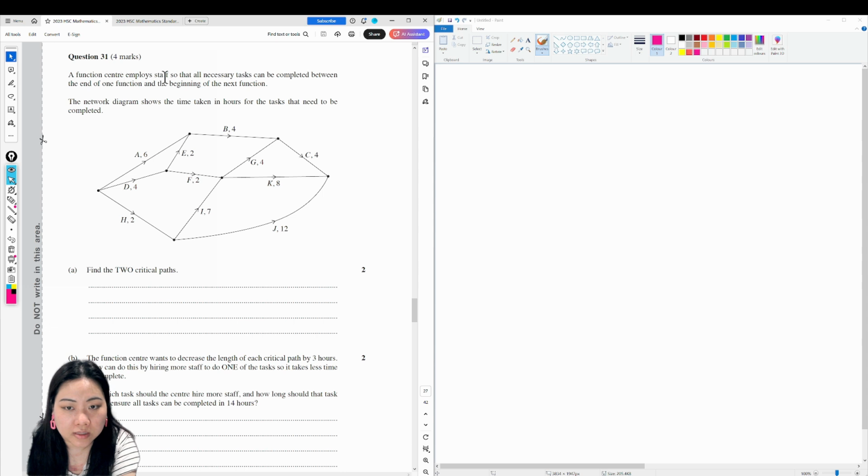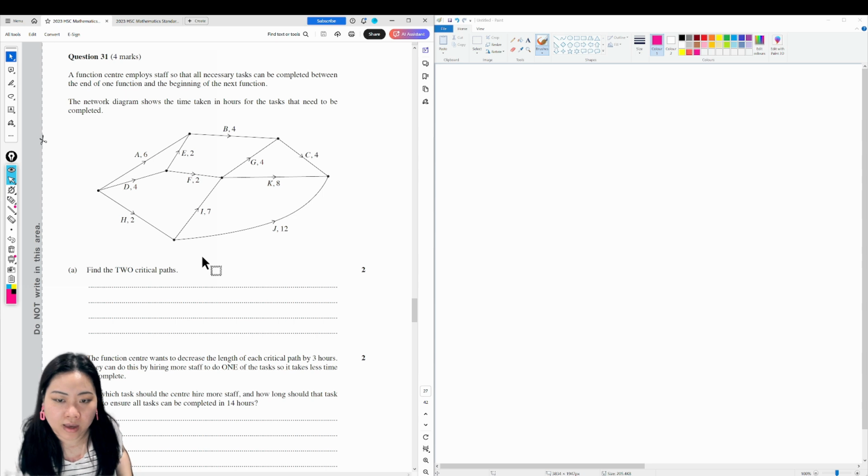Question 31 with 4 marks. A function center employs staff so that all necessary tasks can be completed between the end of one function and the beginning of the next function. The network diagram shows the time taken in hours for the task that needs to be completed. A. Find the 2 critical paths.